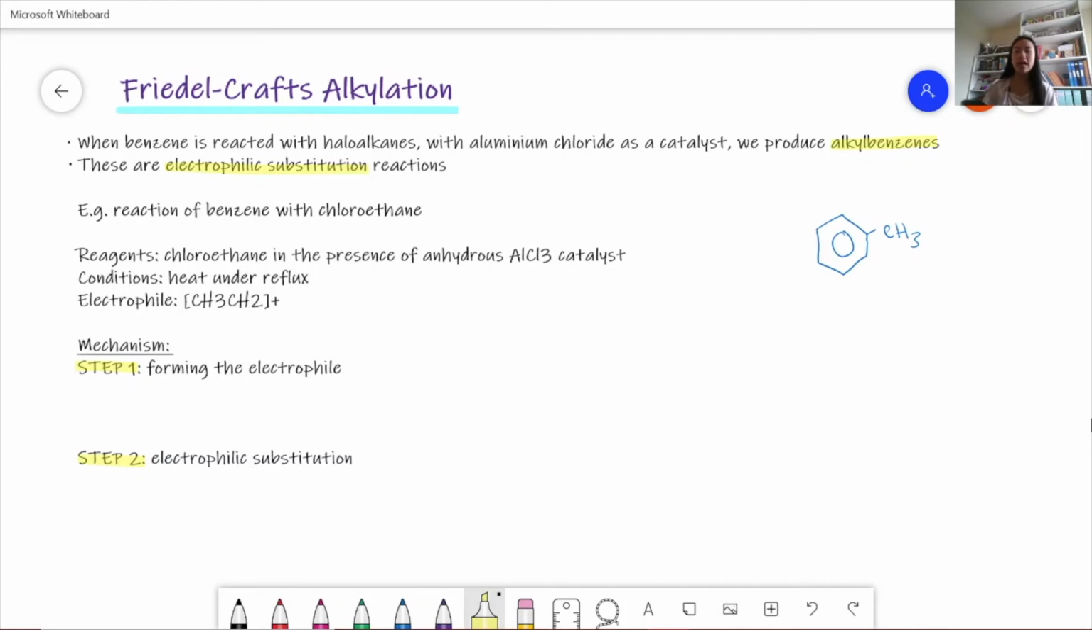So the example we're going to look at is the reaction of benzene with chloroethane. The reagents we're going to use are chloroethane, and also, in the presence of anhydrous aluminium chloride catalyst. So anhydrous just means doesn't contain water.